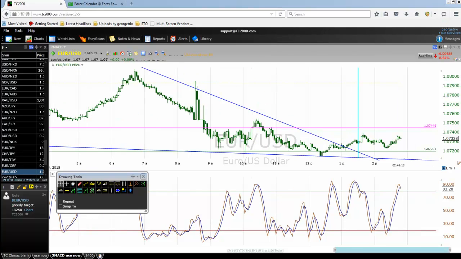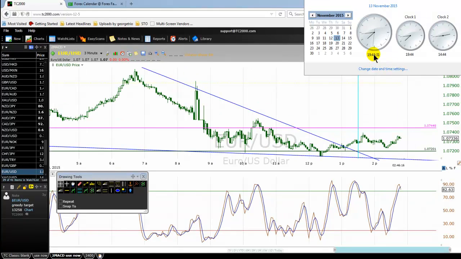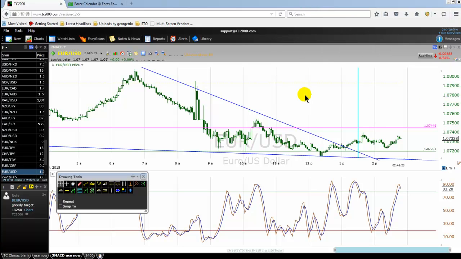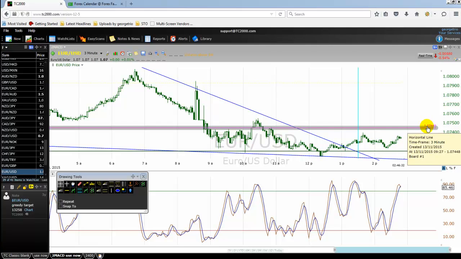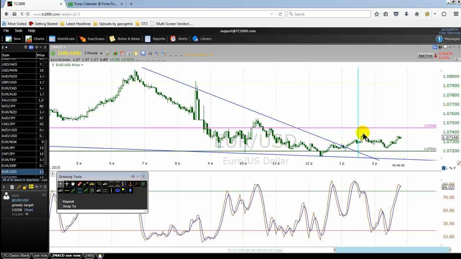Okay, traders, the time in London is 44 minutes past 7 p.m., in New York 44 minutes past 2 p.m. We have paused the video here, where I placed the vertical line on a 3-minute time frame. I set a limit order to buy the euro at 10744. As you can see, the price went down and now it's going back up. And I've got exactly an hour and 45 minutes before the Forex market closes.